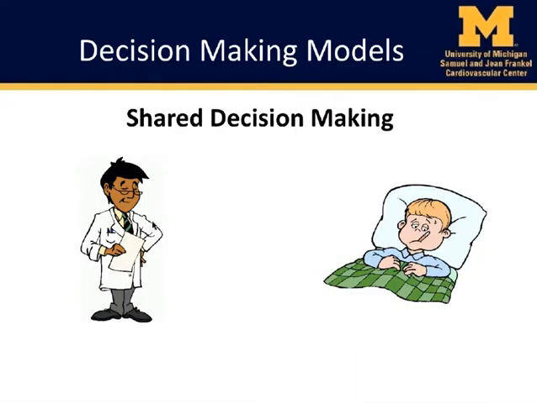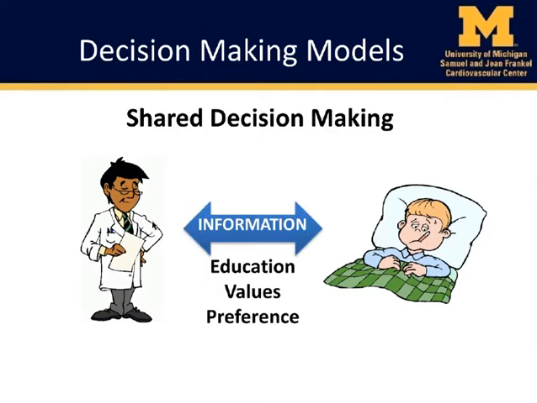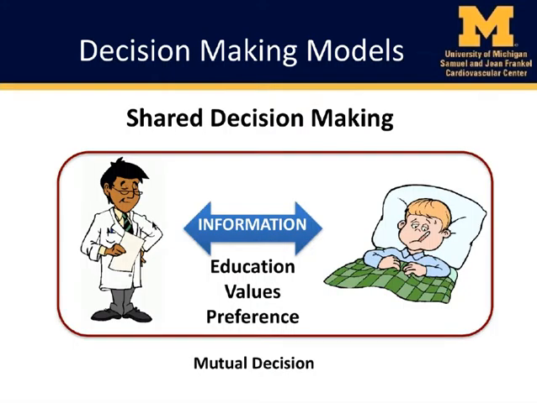The last, which is shared decision-making, is really a situation where information goes both ways. So the doctor's going to tell the patient about the various options, what are the risks and benefits. The patient's going to share things like what are their values or preferences, and then together they're going to reach a mutual decision. What do they agree is the best thing for that patient? And this is sort of the model that I think we're trying to embody as often as possible.